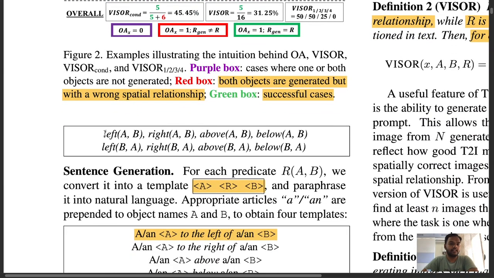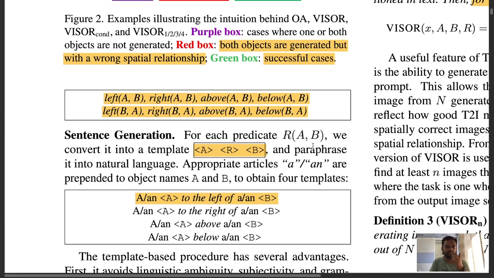So let's say that I have two classes, A and B. There are totally 8 different variations that I can generate with those two classes. So left of AB, right of AB, above AB, below AB, and if you interchange AB with BA, you get 4 more. So with two objects, you can generate 8 different contexts. Each context can give you, let's say, 4 images. So that's how they have constructed the SR2D dataset.